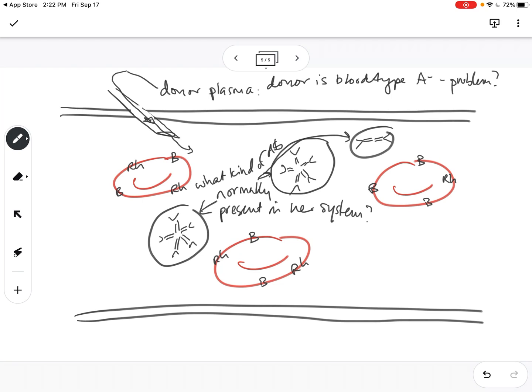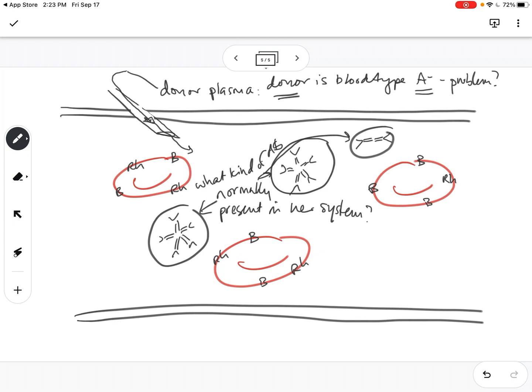What I want you to think about, based on what I've shown you here, is this donor who is type A negative blood, all right? We want to remember we're going to spin down that donor blood. We're going to take just the plasma part. So we're not going to transfuse any red blood cells from our A negative donor, but we are going to transfuse in whatever is in that plasma from that type A negative donor.